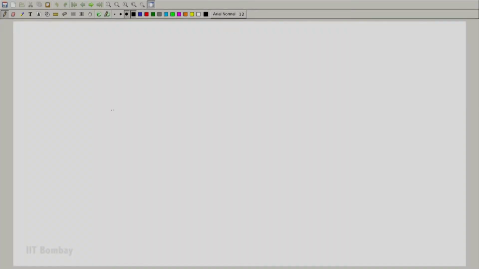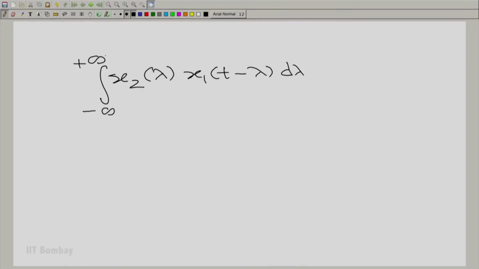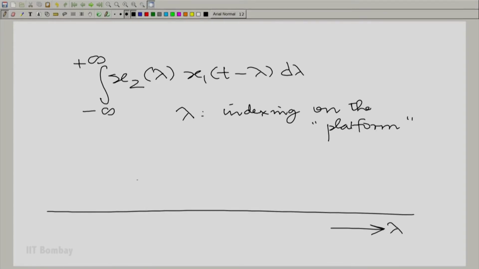There we are. We have this x2 here fixed. So, we are going to write the convolution integral as x2 lambda x1 t minus lambda d lambda for every individual t. So, lambda is the indexing on the platform, and with respect to lambda I have already drawn x2. We have agreed to make the height 1. Now, let us draw x1 t minus lambda.